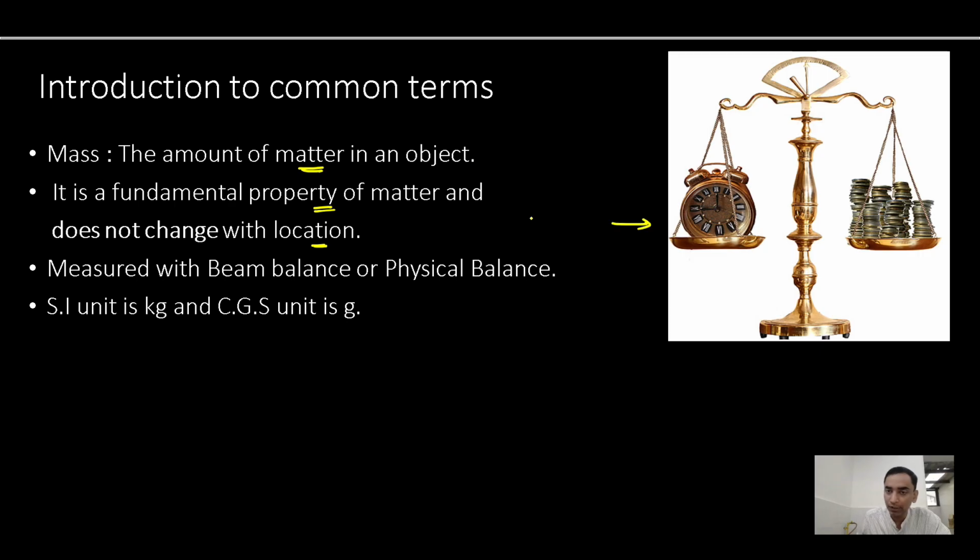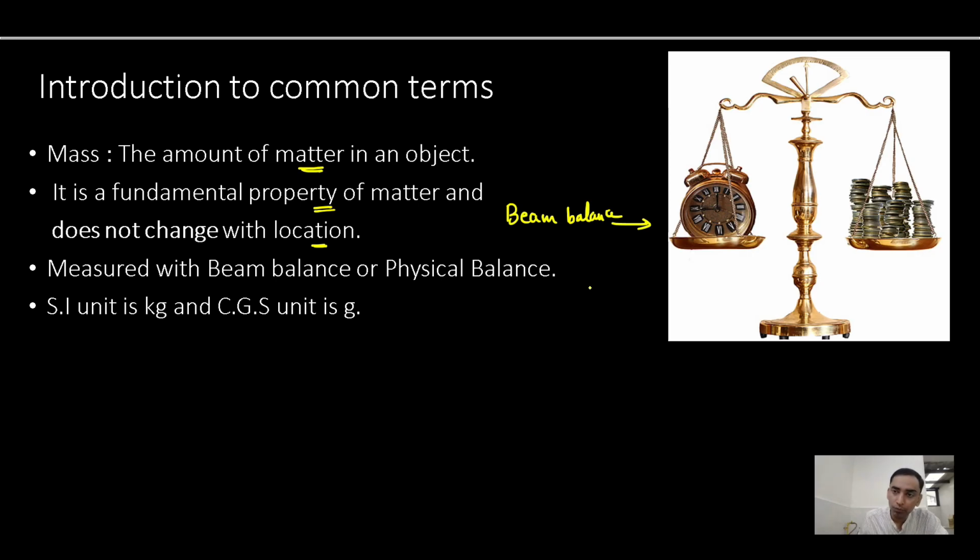In this adjacent figure, you are able to see a beam balance. A beam balance has two pans, right? Suppose you want to measure the mass of the clock, then the clock has to be put in one pan, and the equivalent specific masses are to be kept in the other pan. When the total mass on one pan becomes equal to the mass of the clock, the mass of the clock will be equal to the total mass which is lying in the other pan.